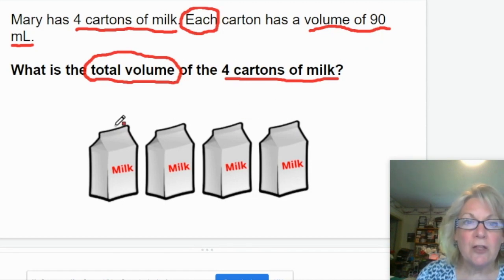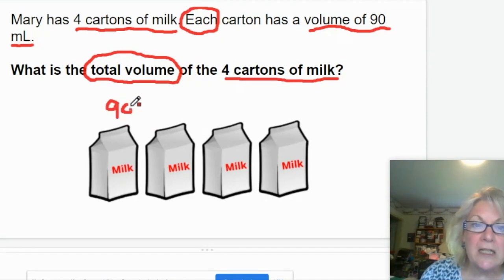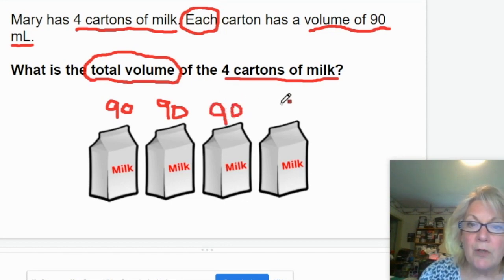Oh yes, I think that's a great idea. You draw 4 rectangles so that you can have your 4 cartons of milk, and then we're going to label them each with a 90. That will help us to identify how much is in each.